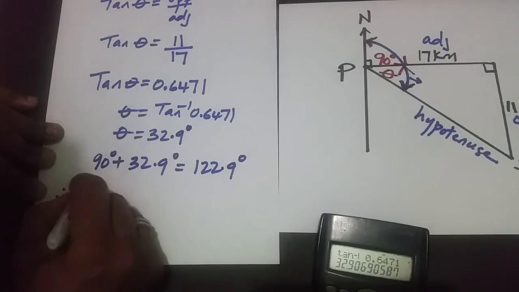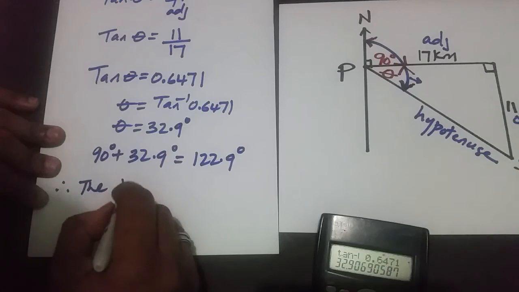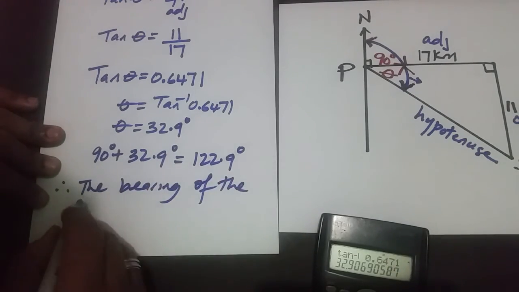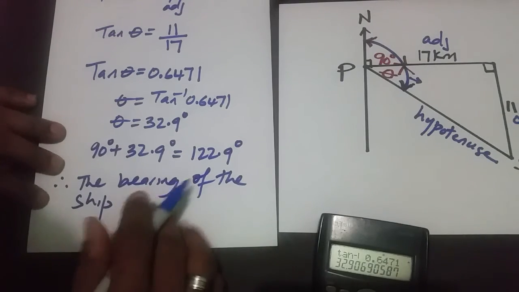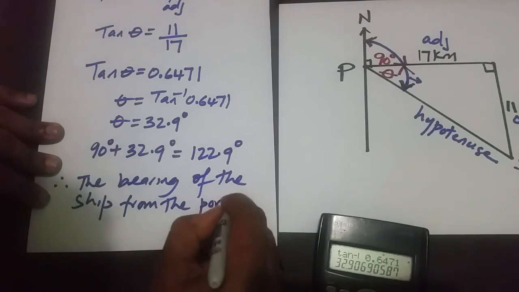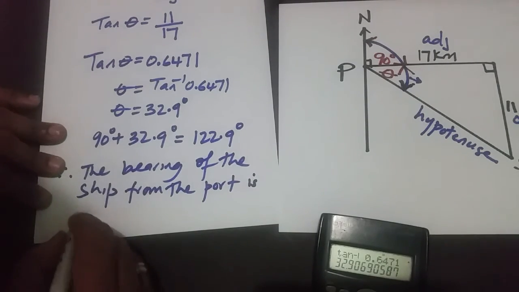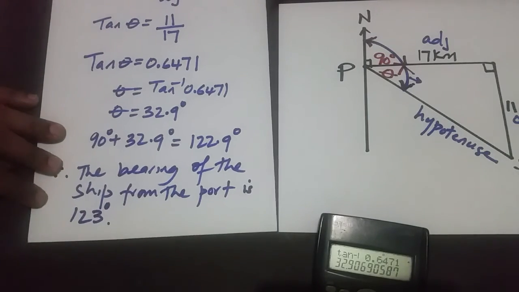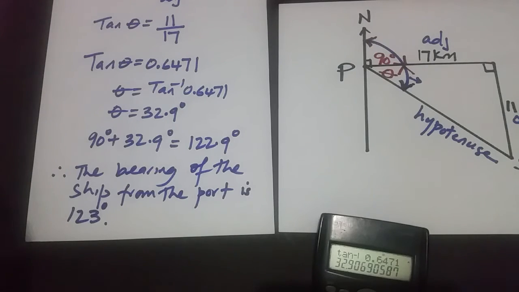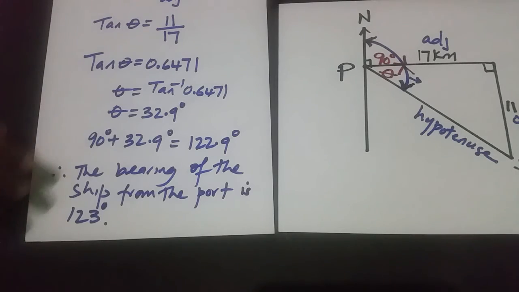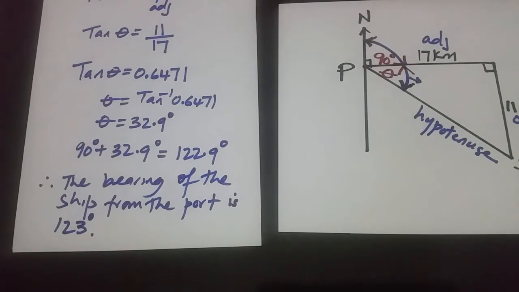Now they ask us to write the bearing to the nearest degree. So therefore, the bearing of the ship from the port is simply, to the nearest degree, 123 degrees. And this is what you should have done to answer this question. Very, very simple. And you guys just need to apply your previous knowledge. Just look at the question and answer accordingly.